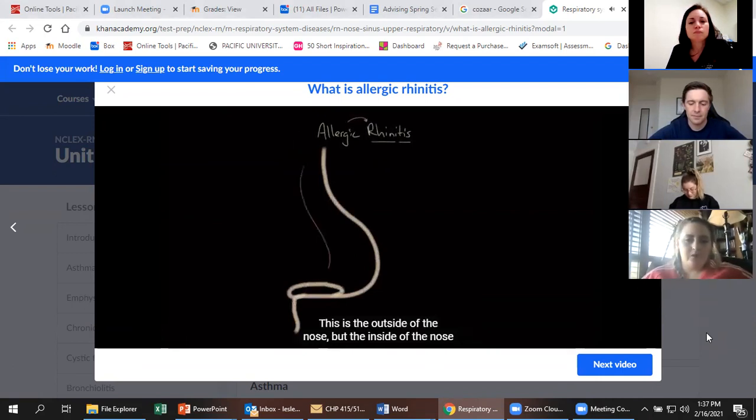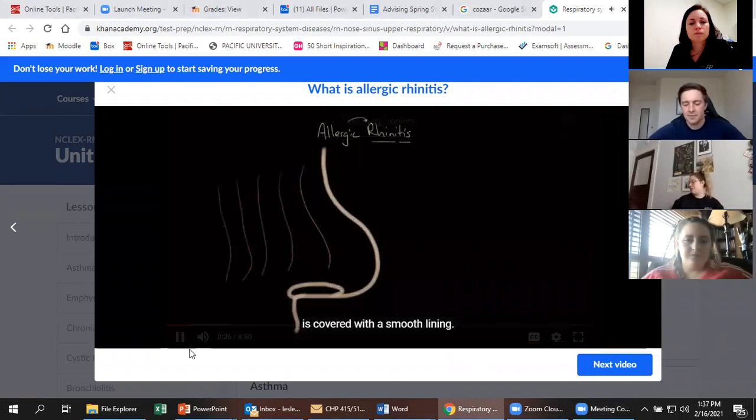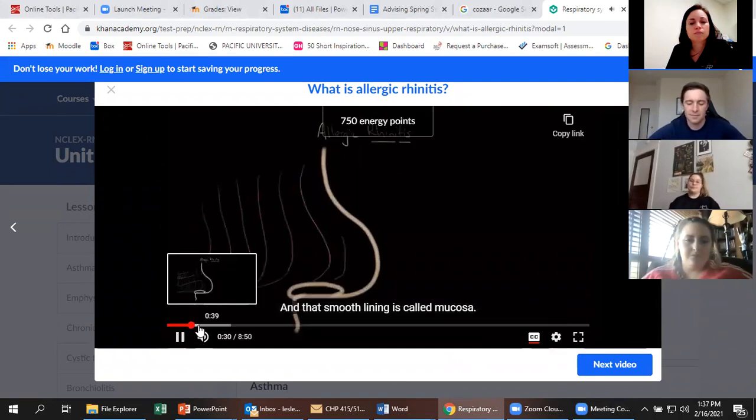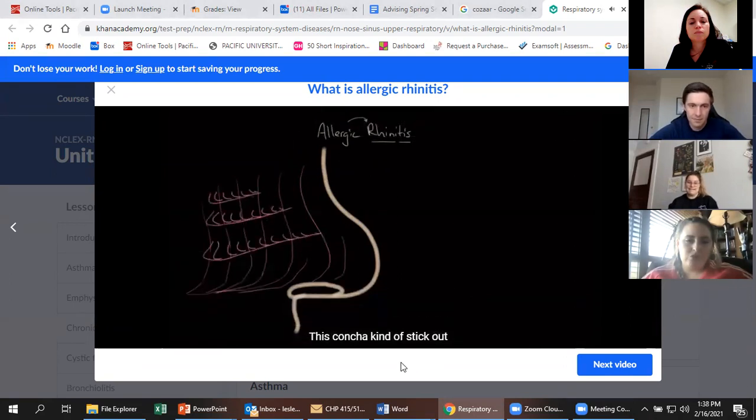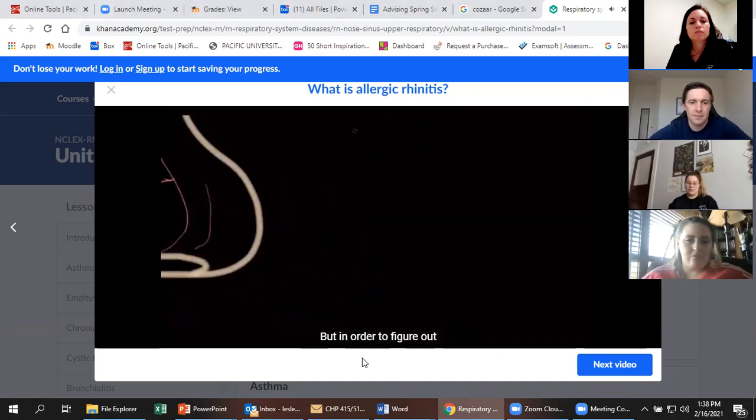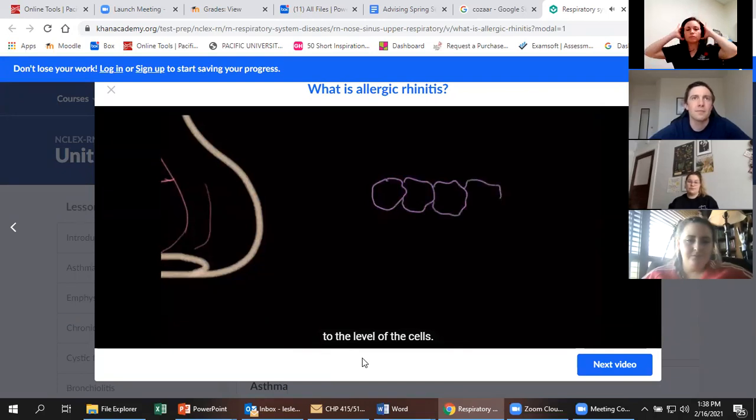Now this is the outside of the nose, but the inside of the nose is covered with a smooth lining. And that smooth lining is called mucosa. Now mucosa lines everything inside your nose, but it's not just totally smooth in there. There are these bones that stick out that are called concha. And these concha kind of stick out from the side of the wall of the nose, and they can take up almost all the space in there. But in order to figure out what's happening a little bit better, we have to zoom in. And we have to zoom in all the way to the level of the cells.